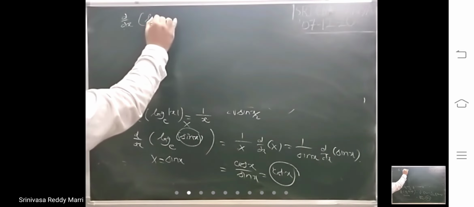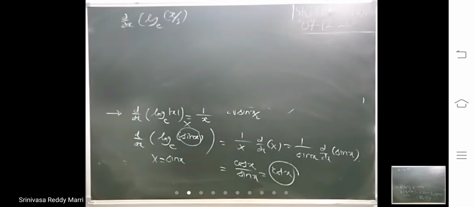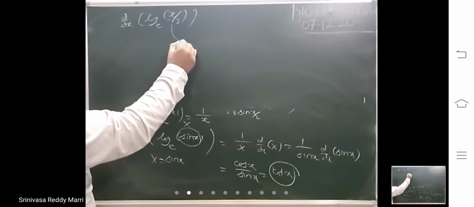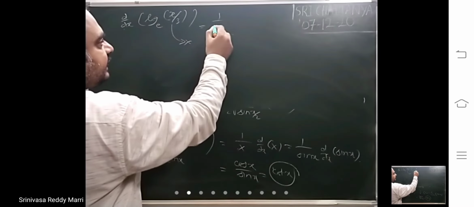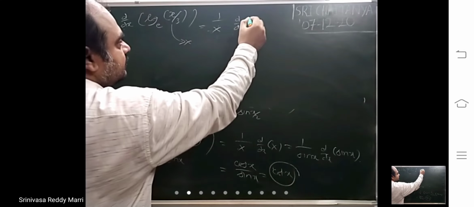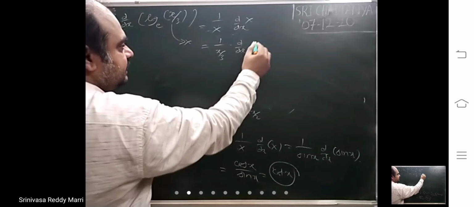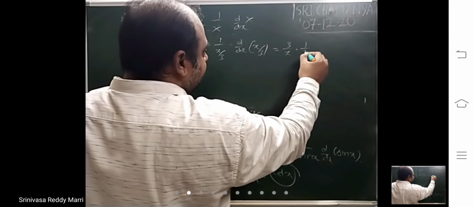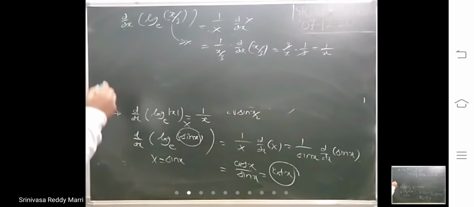Like that, whenever you get a logarithmic function, you have to do it like this. Suppose another example, d by dx of log of x by 3. You take x by 3 as capital X. So 1 by capital X, that is 1 by x by 3, into d by dx of x by 3. So 3 by x into 1 by 3 into 1. That means the derivative is 1 by x.